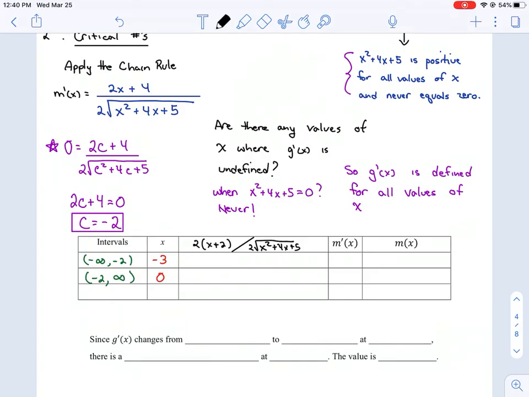Okay, so if we substitute negative 3 into this expression, the numerator is going to be negative, and the denominator is going to be positive. So the derivative is going to be negative, so the function itself is decreasing. If we substitute 0 into the derivative, this is going to be a positive value divided by a positive value, so the derivative is positive, so the function is increasing.